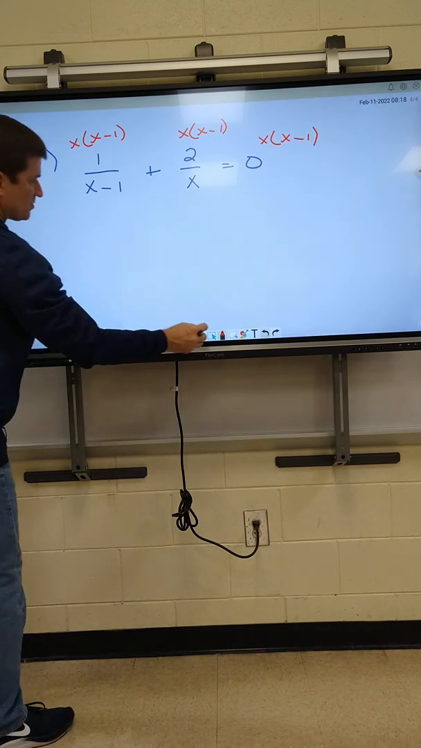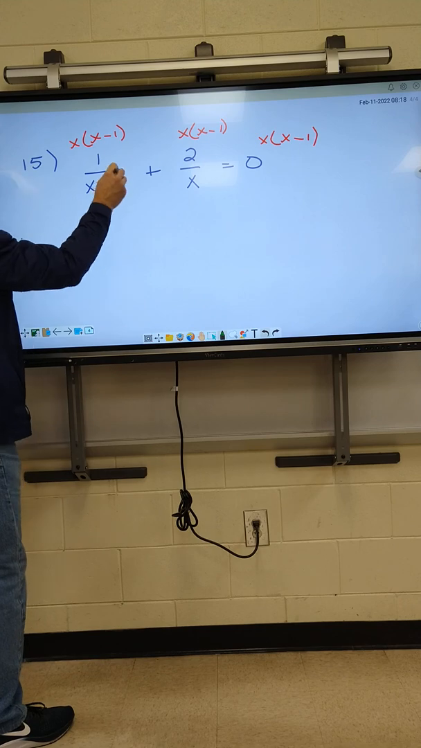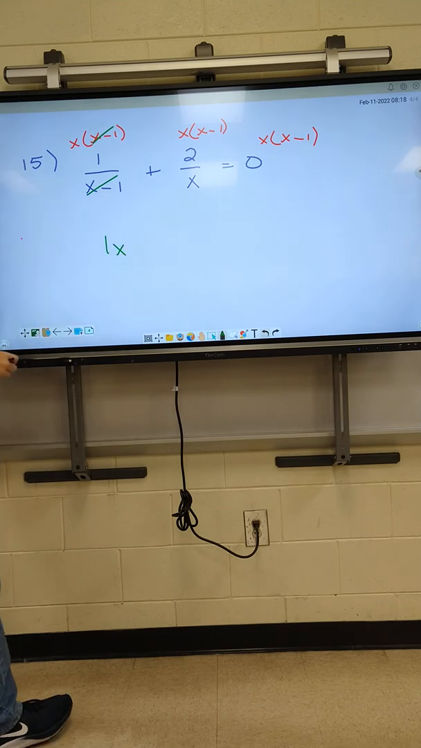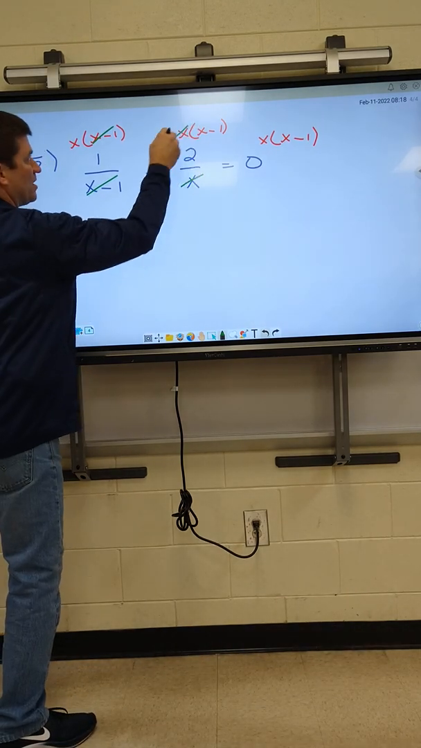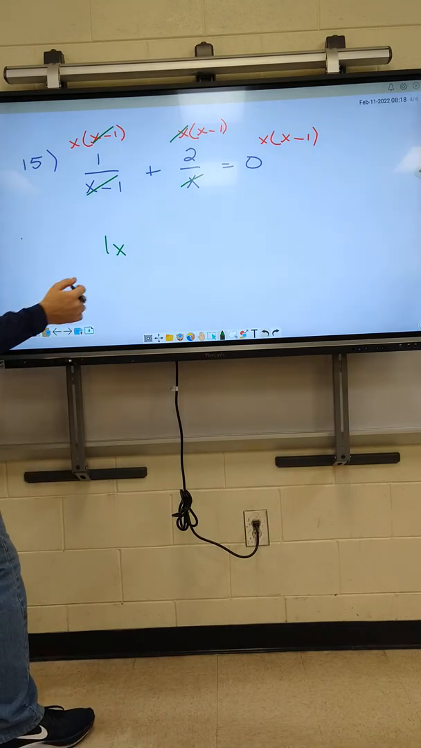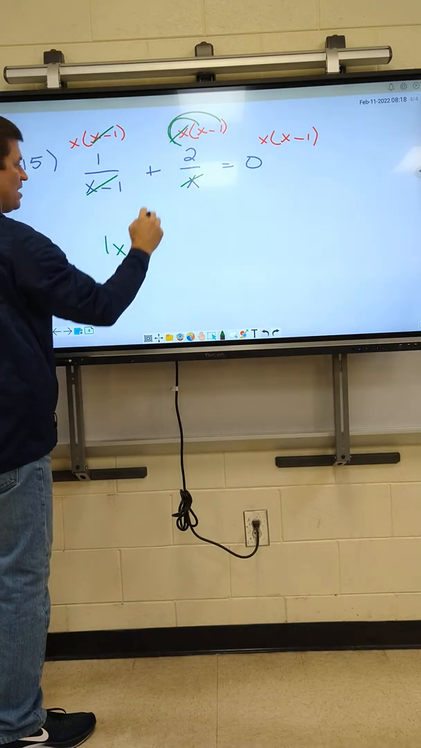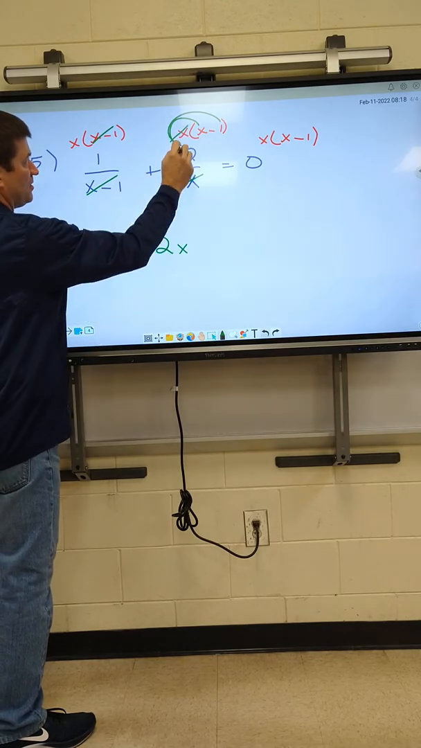All right, so what cancels out on the first fraction? Let's see. x minus 1's canceled. Anything that's left over, you got to multiply. So 1 times x, you bring down 1x. All right, second fraction, the x is canceled. What do you bring down? You got to distribute whatever's there. So we bring down 2 times x and 2 times 1.